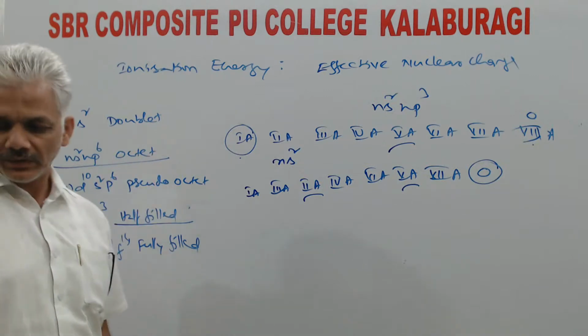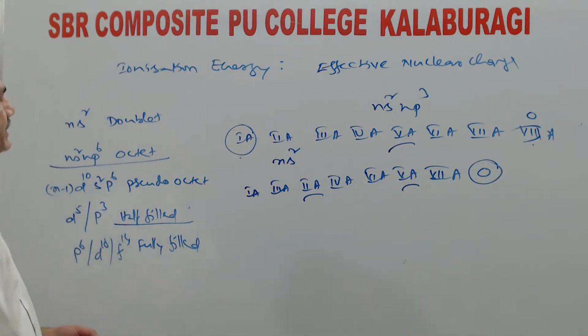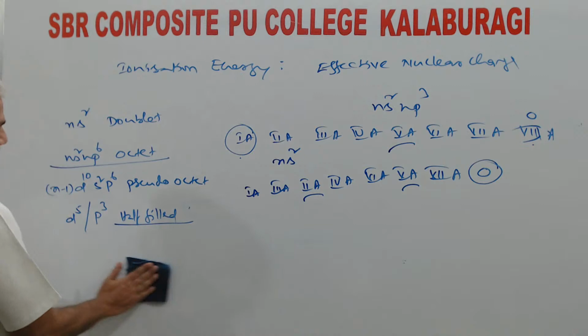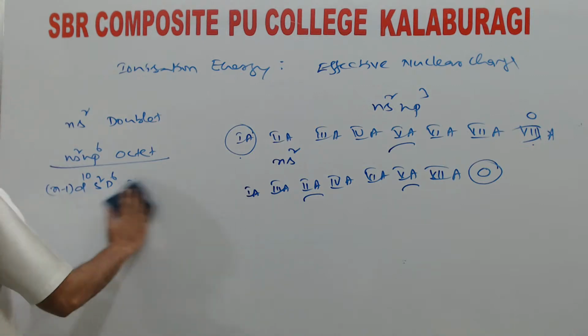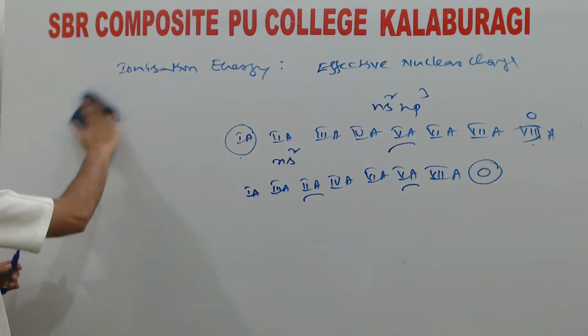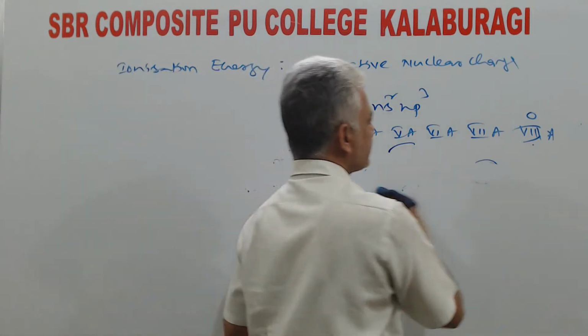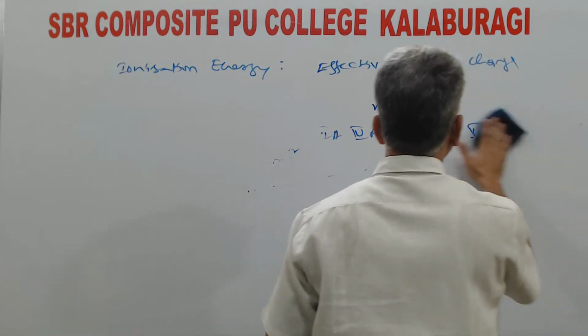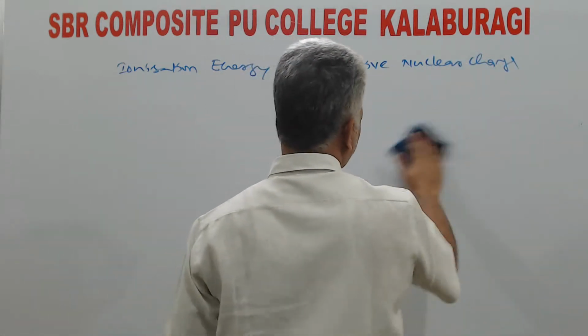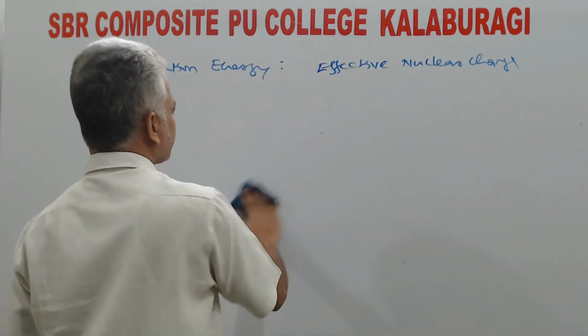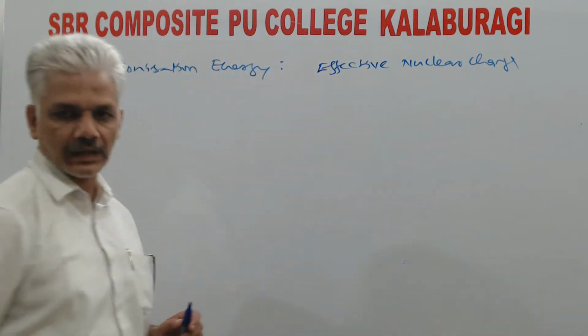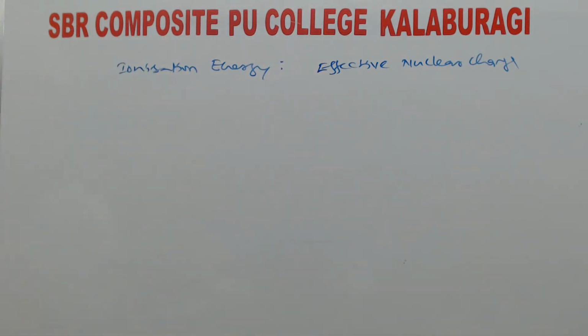One more aspect we have to see is that in the examination they will give a number of ionization energy values. From that, we have to predict the valency of that particular element. Let us take an example.